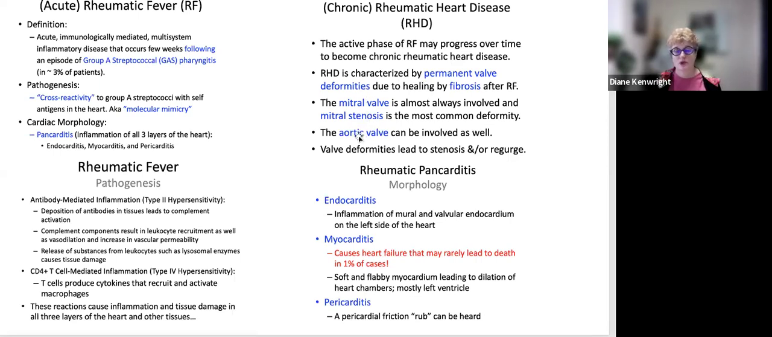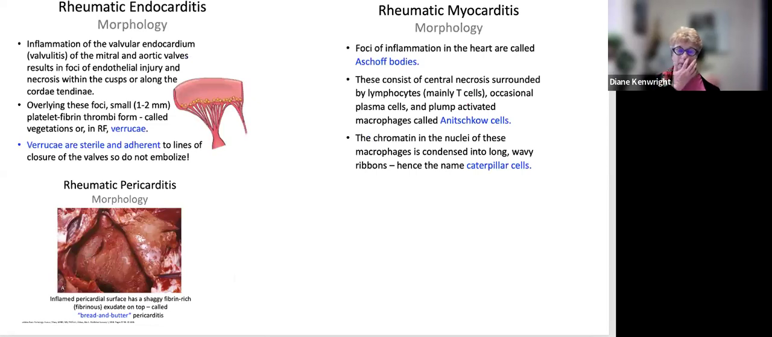25% can also have aortic valve involvement. And all three things can be affected: the endocardium, myocardium, and pericardium, as well as the valves. The acute myocarditis can rarely lead to death, but often just heals up and isn't as badly affected as the valves. So let's think about the valves.